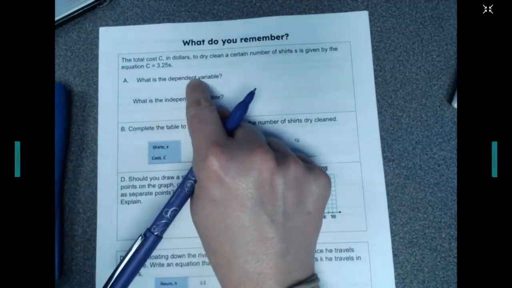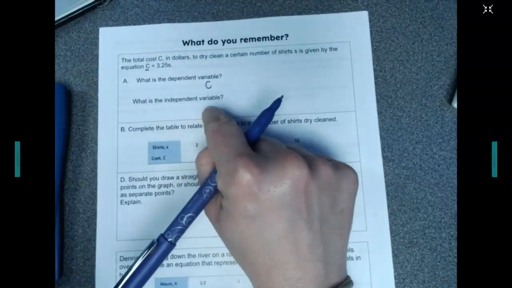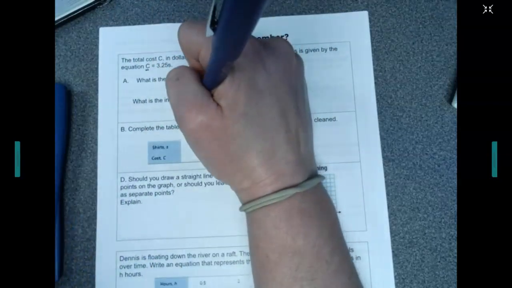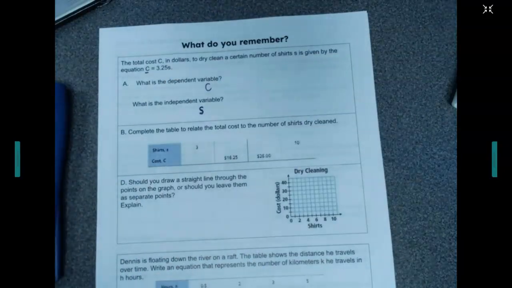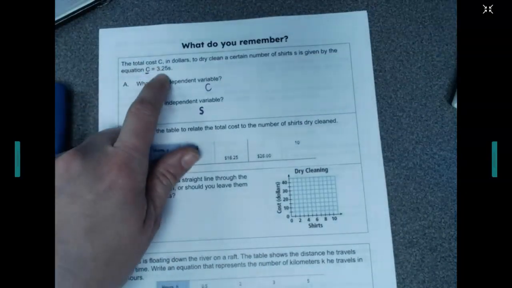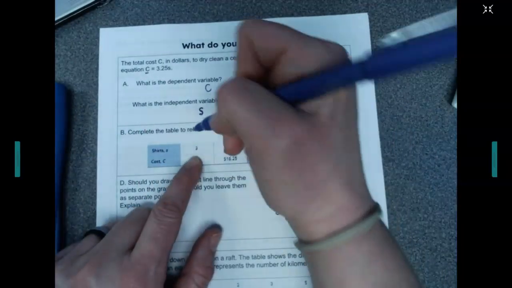Your dependent variable is going to be C because it's by itself. The independent variable is S because it is multiplying by something. Now we're going to complete the table, and we're using this equation right here, and I'm going to put my work right here so I have some space.